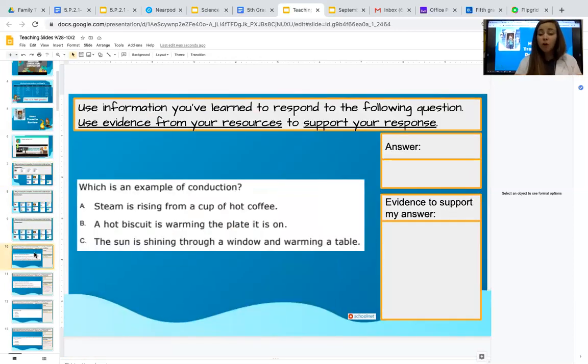This is where I want you guys to comment privately in the chat to let me know what your answer is. Which of these is an example of conduction, of two solids touching? Steam is rising up from a cup of hot coffee. A hot biscuit is warming the plate that it's on. The sun is shining through a window and warming a table. Which of these is an example of conduction?